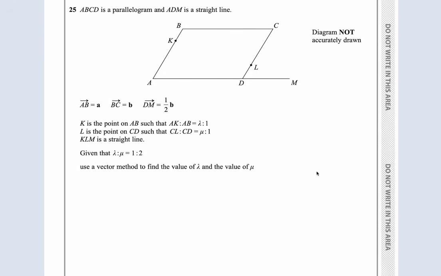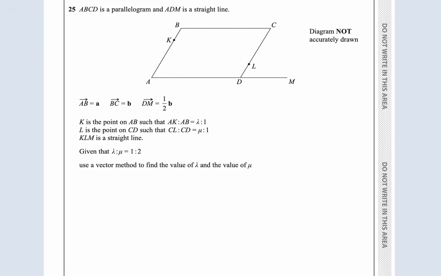Final question, guys. Question 25. ABCD is a parallelogram, and ADM is on a straight line. Okay, this is the last question of the paper. It's vectors. It's going to be hard. We have AB equals a, BC equals b, and DM equals a half b. Let's put this in, guys. So A to B is a. So this vector is a.